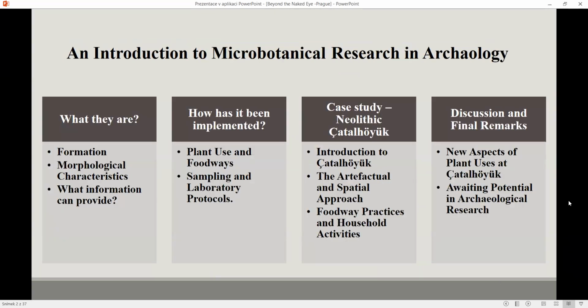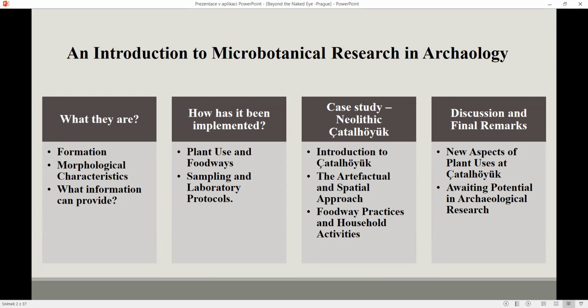Okay, so certainly it's a big topic, and there's a lot of things to say. I decided to use this lecture as an introduction to microbotanical research in archaeology. And for this task, I decided to structure the lecture in 4 blocks.